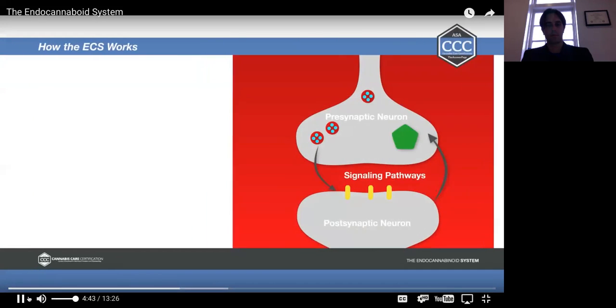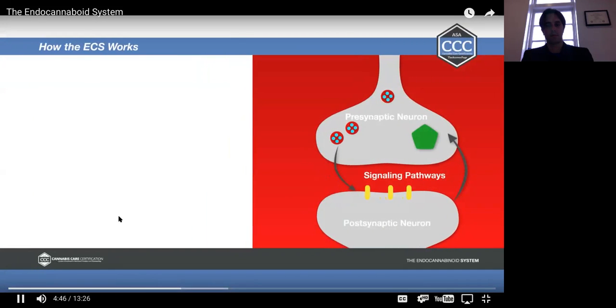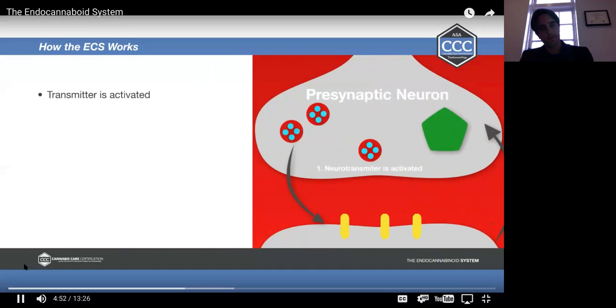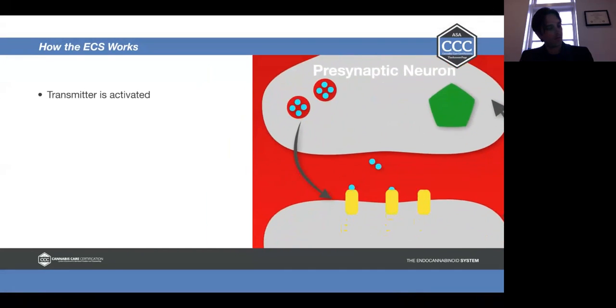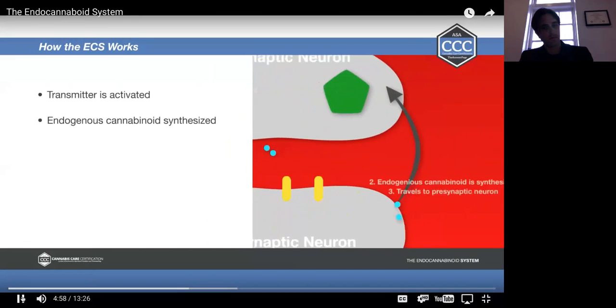When looking at how the endocannabinoid system works, it may help to think in terms of messages being sent from one cell or neuron to another. When the neurotransmitter receptor on the postsynaptic neuron is activated in the endocannabinoid system, the neuron synthesizes an endogenous cannabinoid.